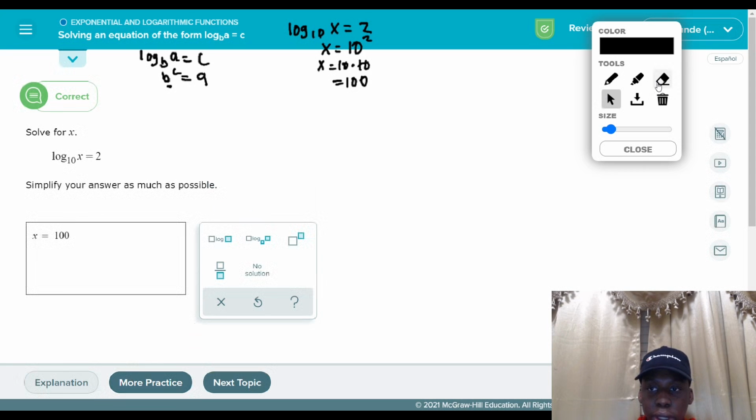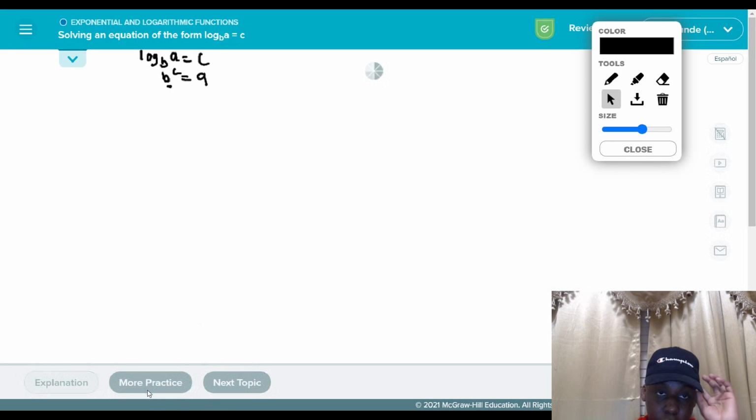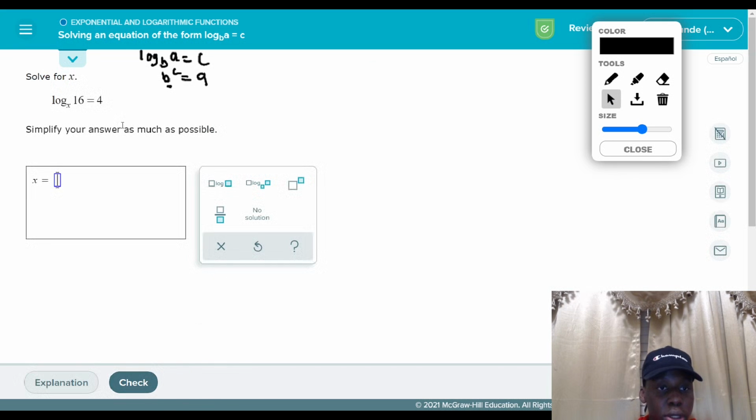Okay, yeah, so let's look at another example also. Another example. This is log x of 16 equals 4, right? Okay, so it's basically the same concept we used here. Let me write that down. Log x of 16 equals 4.